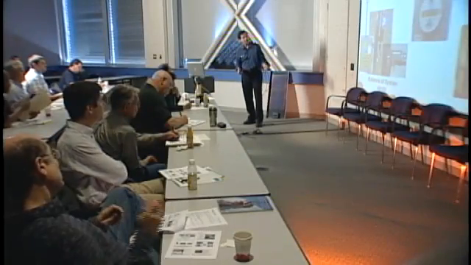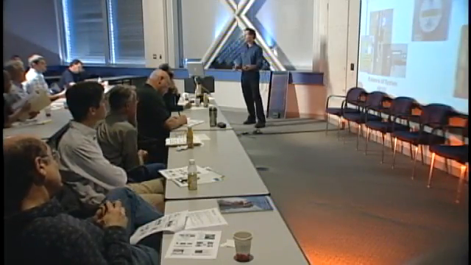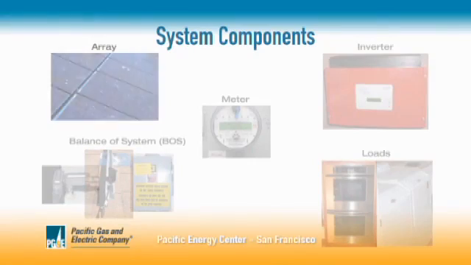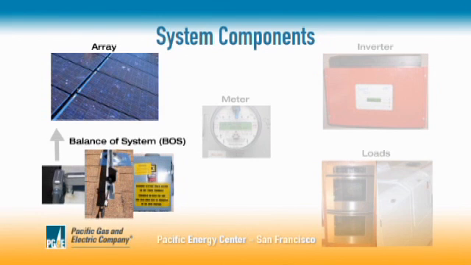Let's take a look at the typical system components here, and then I'll show you how they're laid out on the house in a minute. We know what the array is. They're a bunch of panels hooked together. These panels are mounted to the roof by rails and mounts. They're hooked together with wires and switches, and things like that. We call all that the balance of the system, and it's a relatively minor component as far as price goes.